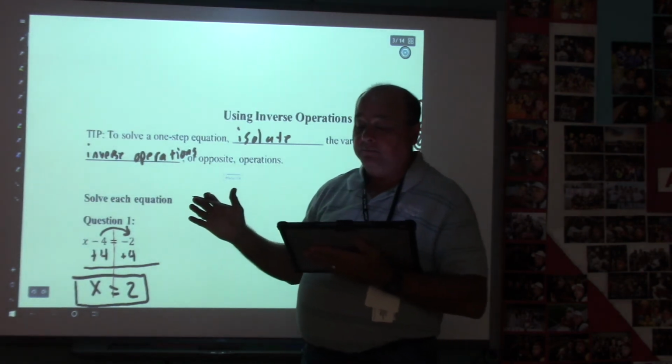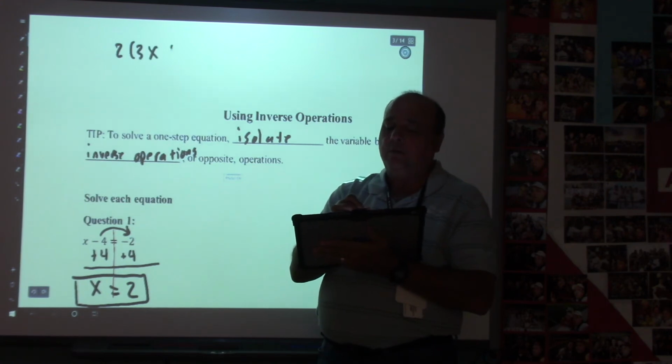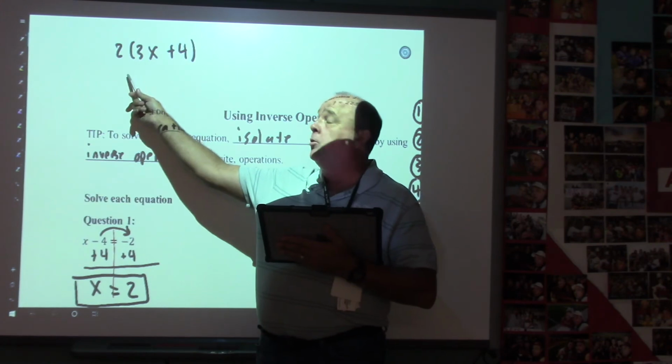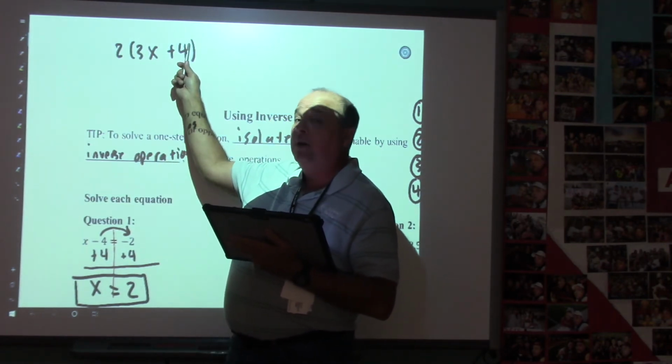Before I do that, let's do this. You did this in 6th grade. Okay, y'all remember what this is called? This is the distributive property, isn't it? So we're going to take our constant and we're going to distribute it to the 3 and the 4.